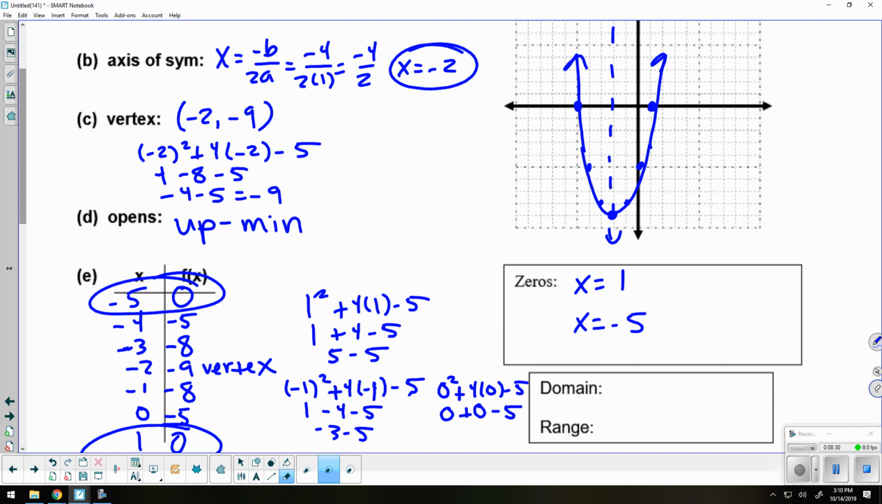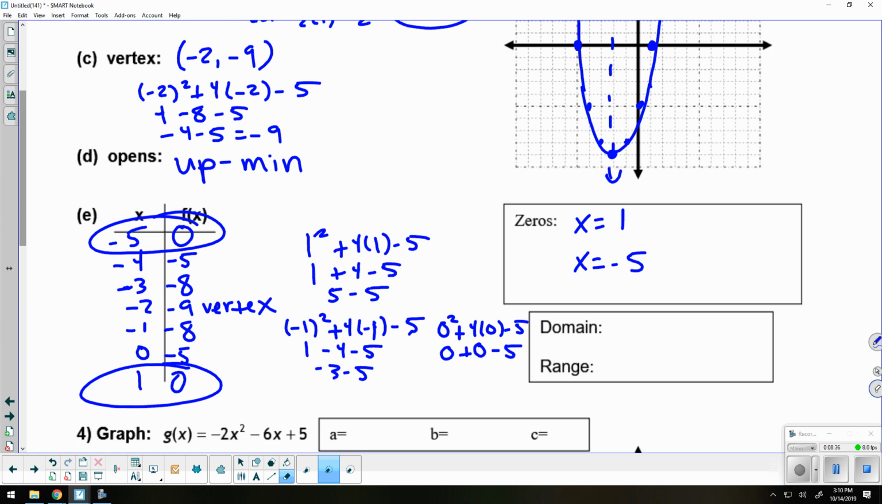Okay, and if you plug these numbers in for x, as you guys can already see, like I did back here with +1, if you plug that in for x into the function, you should get 0 for the y. So think about it like that. I'm finding the zeros. If you plug these numbers in for the x, you should get 0 for the y. Okay, the domain, again, for every single parabola is all real numbers.